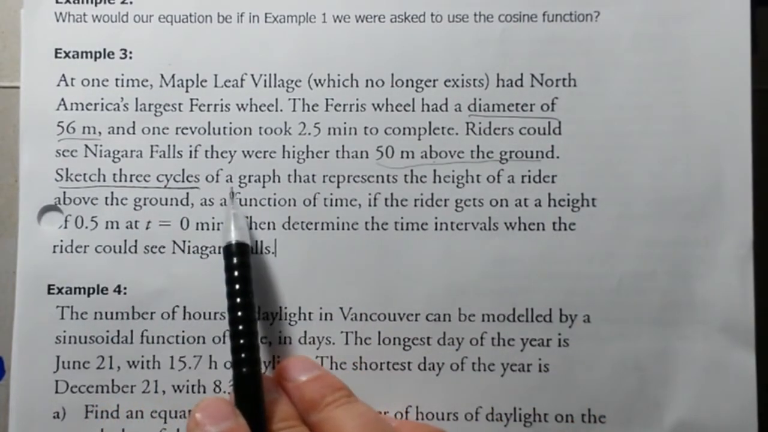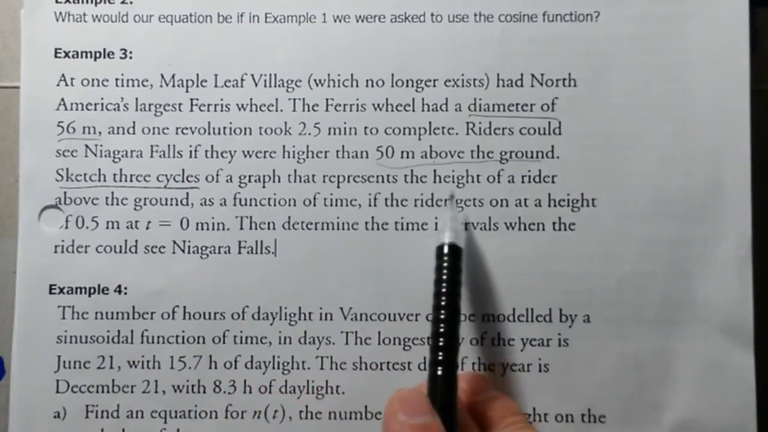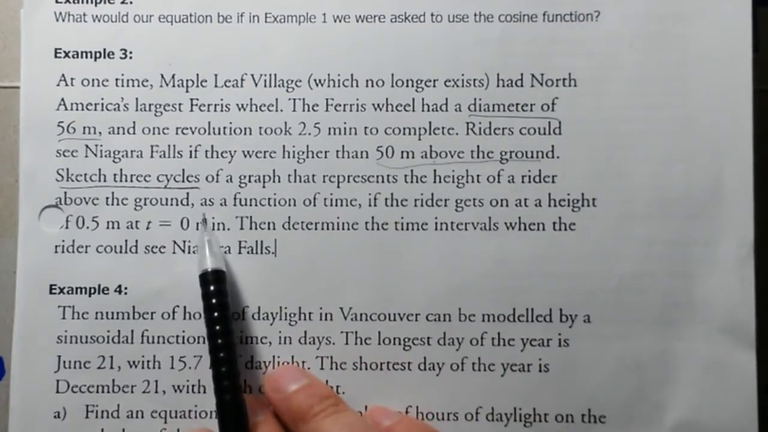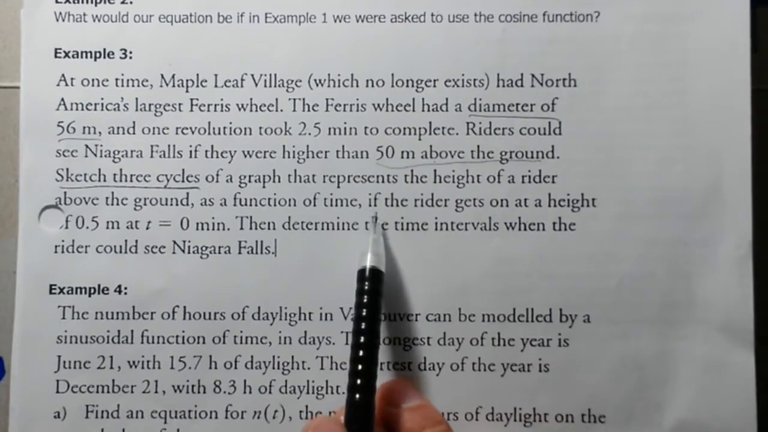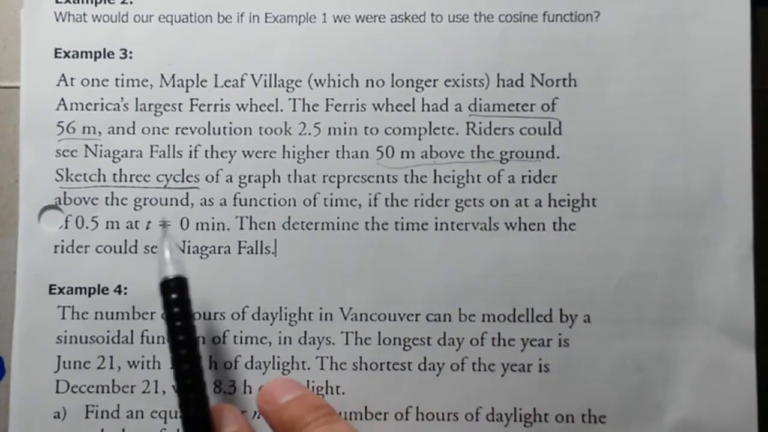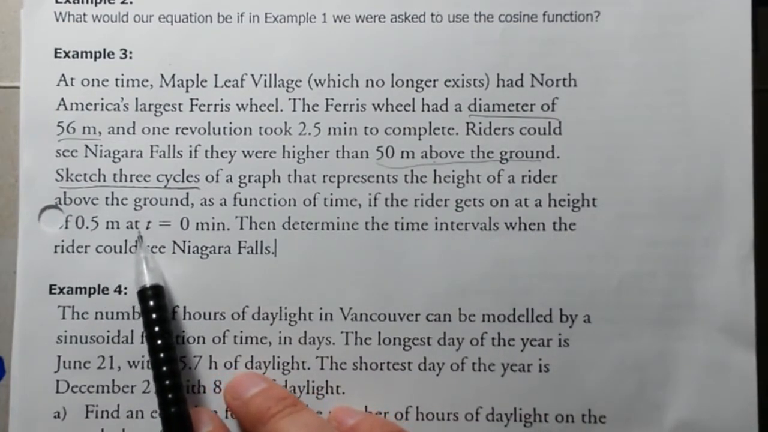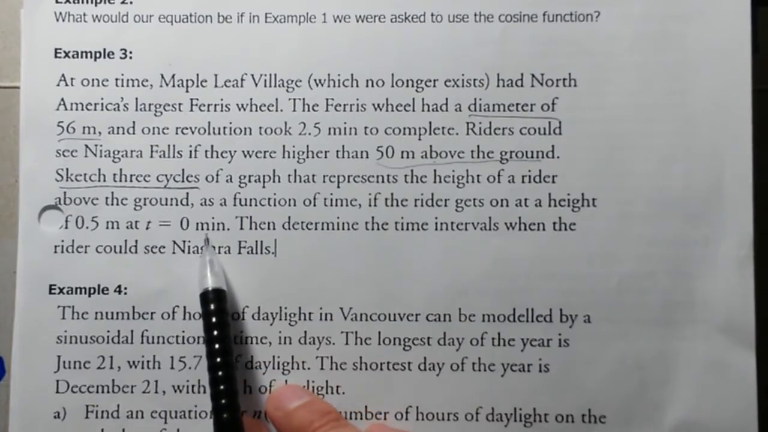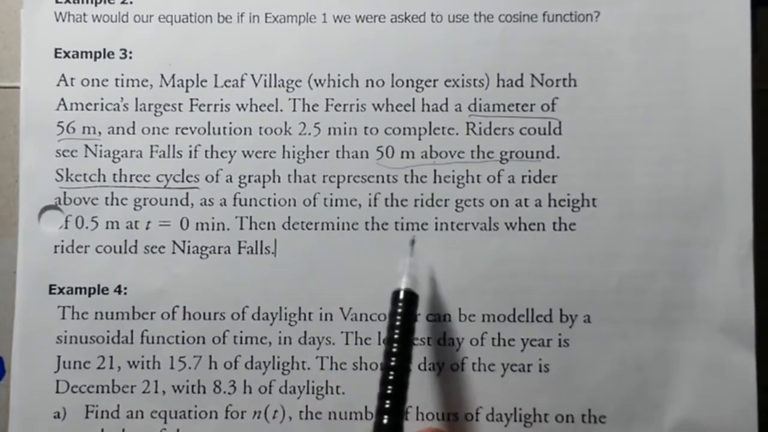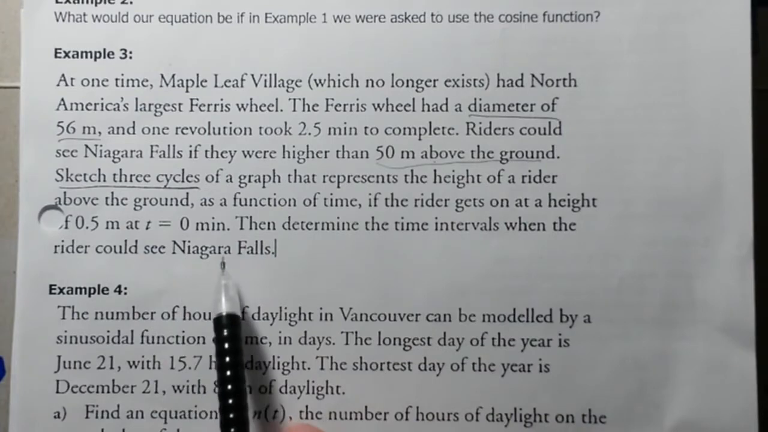Sketch 3 cycles of a graph that represents the height of a rider above the ground as a function of time. If the rider gets on at a height of 0.5 meters at t equals 0 minutes, then determine the time intervals when the rider could see Niagara Falls.